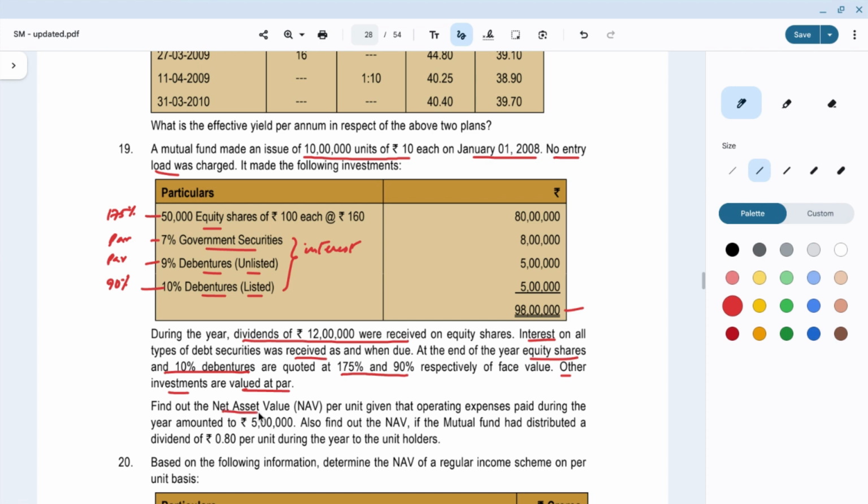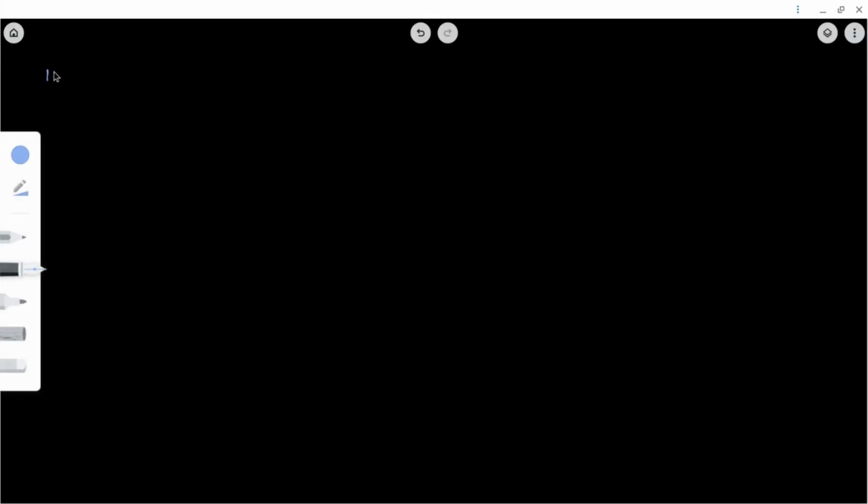Find out the net asset value per unit, that is NAV, given that operating expenses paid during the year amounted to rupees 5 lakh. Also find out the NAV if the mutual fund had distributed a dividend of rupees 0.8 per unit during the year to the unit holders. Question number 19. So what is NAV?